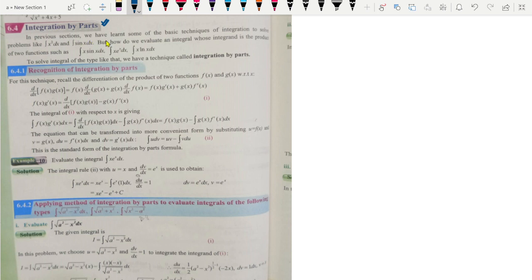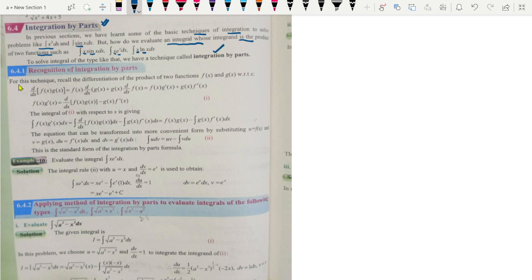In previous sections, we have learned some of the basic techniques of integration to solve problems like integral of x square, integral of sine of x. But how do we evaluate an integral whose integrand is the product of two functions, such as integral of x into sine of x, integral of x into e of x, integral of x into natural log of x? To solve integrals like that, we have a technique called integration by parts.